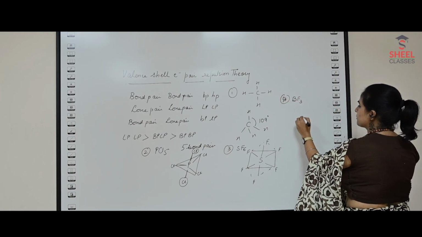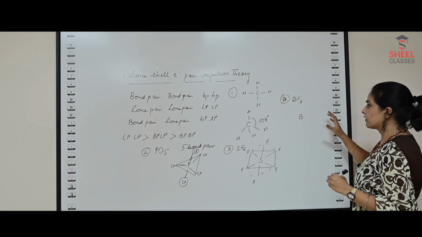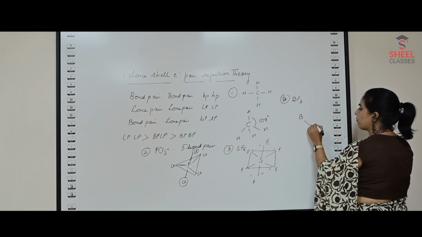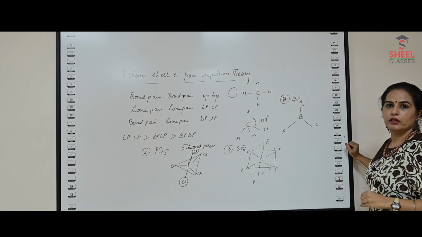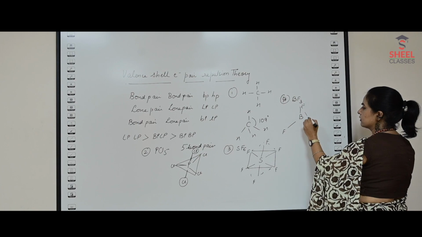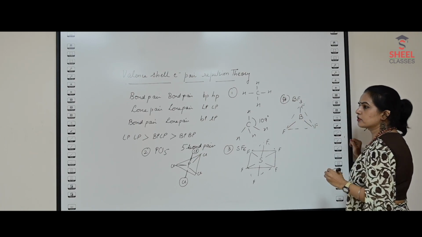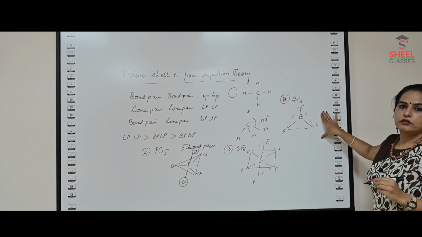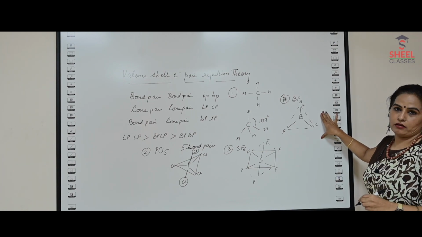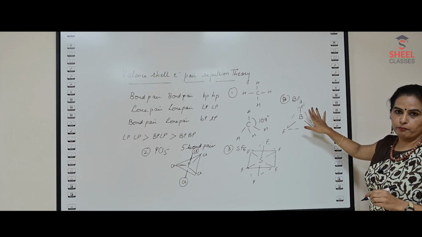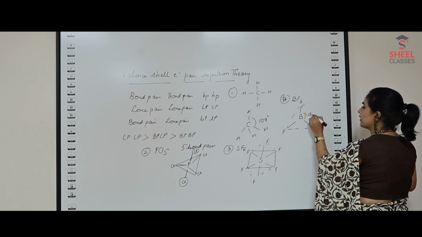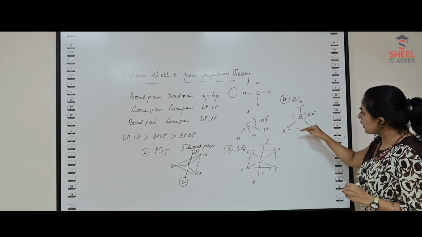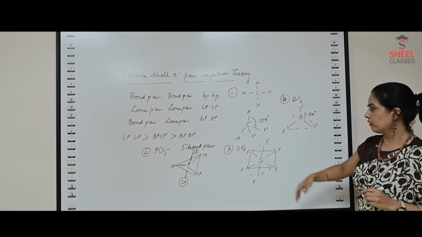Now boron is basically forming 3 bonds with the fluorine and the bonds are arranged in this way. And if you look at the bonds, it is triangular planar. It can be drawn on the plane of a paper. It's triangular planar and the bond angle is 120 degrees. So there are 3 bond pairs, again no lone pair.